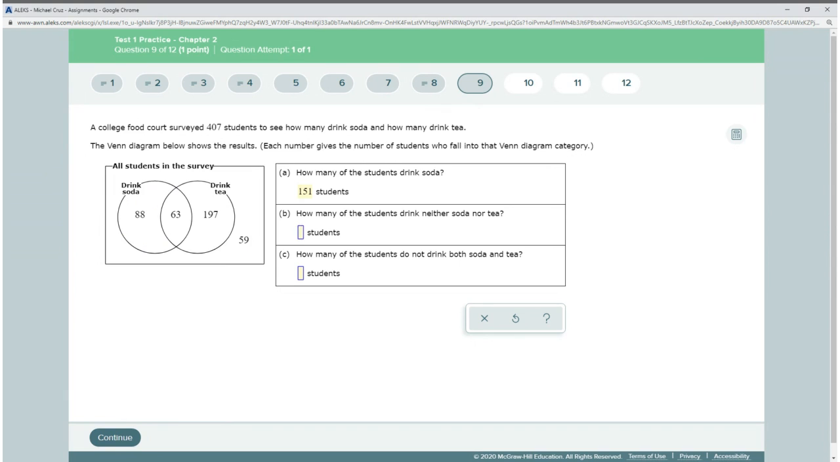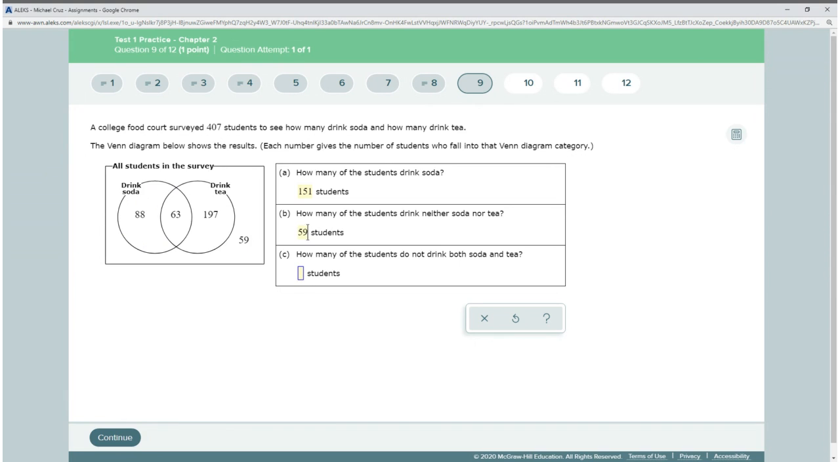Oh, it might be 63. No, they drink both of them. The 63 drinks both of them. 59, the 59 don't do either one. They do neither. Look at me. Okay? I didn't see the 59 because it's kind of small. Really can't see it. Okay, yeah. I wish I could make it bigger.